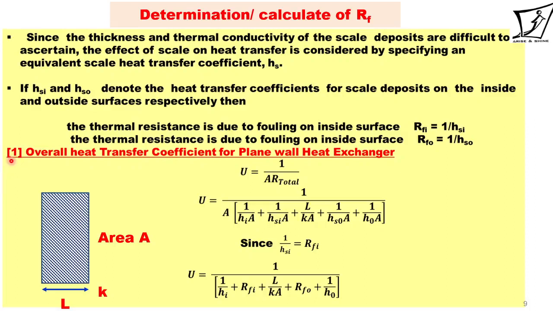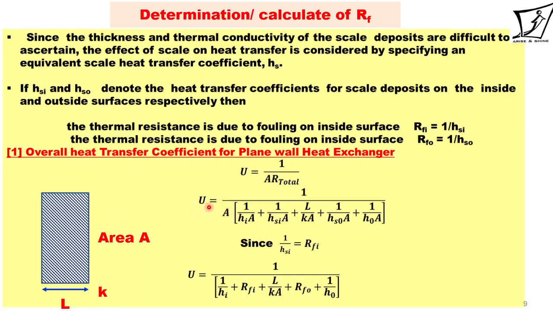So let us first calculate the overall heat transfer coefficient for a plain wall heat exchanger. If the heat exchanger is in the form of a plain wall of area A, thickness L and thermal conductivity k, then the relationship between U and R total will be U is equal to 1 over A into R total, where A is the area of the wall normal to heat transfer.